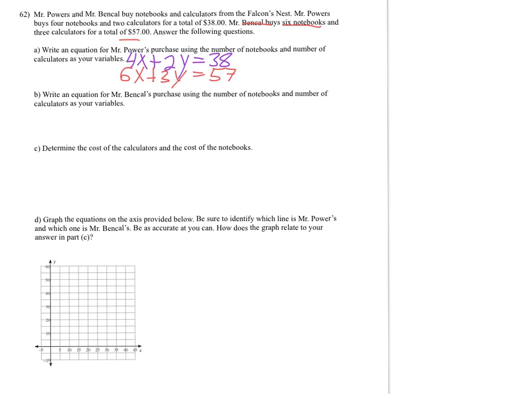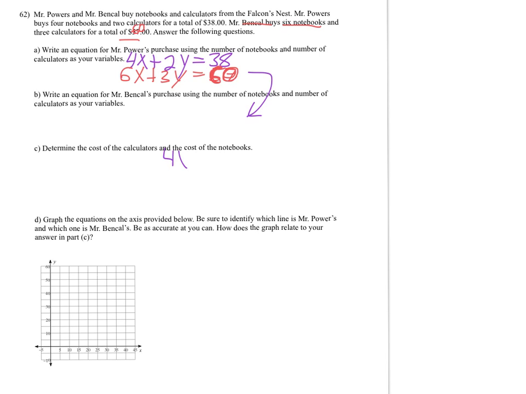Because I made something stupid with this equation, I'm going to change this to $60. You don't need to worry about why I'm doing that, but this doesn't come out so nicely if you don't do that. Write an equation for Mr. Bankell's purchase. Oh, we already did that. Determine the cost of the calculators and the cost of the notebooks. I've got to solve this system of equations. This is still going to be awful, but that's okay.